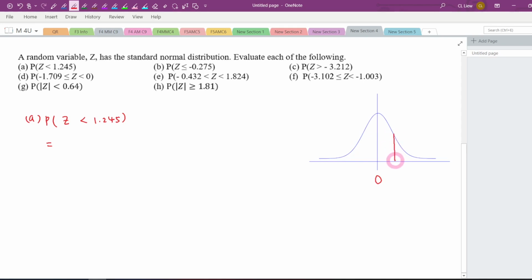Okay, so maybe some student is asking, how do you know, teacher, that it is here, not here? It's okay. This is just sketching a graph. Okay, 1.245. We want, for this normal distribution, right? You see this, let's say, if this question is changed to like this.